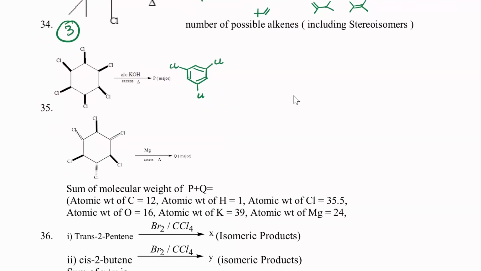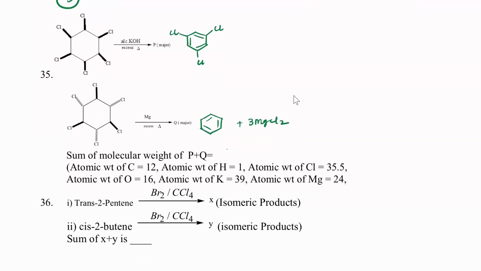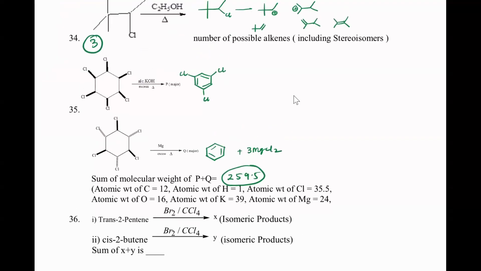Sorry, not 259.5. I have to check out the Q also here. Now, if you take magnesium excess here, magnesium would also take away chlorine and chlorine here to make a double bond. So these two chlorines will be out, these two chlorines will be out, these two chlorines will be out. So that makes it benzene. So in this case, benzene plus 3 moles of MgCl2. So the sum of these molar masses is coming out to be 259.5, everyone.